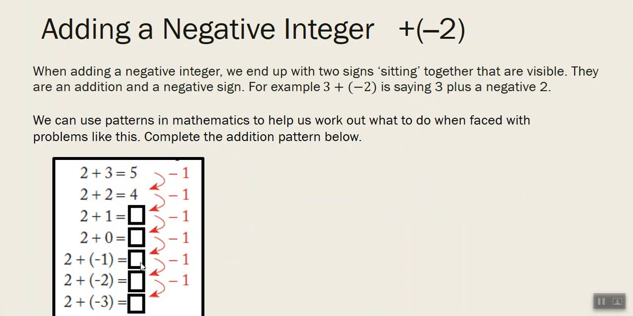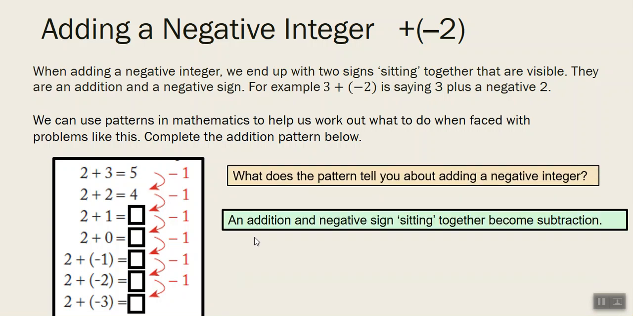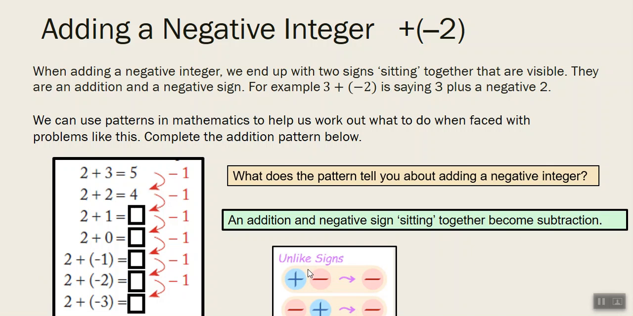So we know the answers to these boxes. So we just discovered that. So what does the pattern tell you about adding a negative integer? So please write this down. An addition and negative signs sitting together become subtraction. When we see a plus and a negative sign together, we have to subtract them.